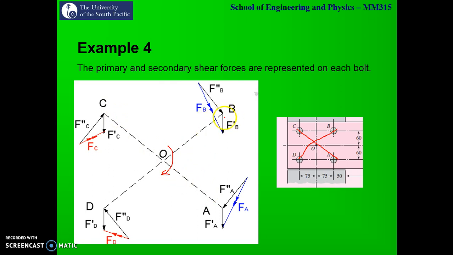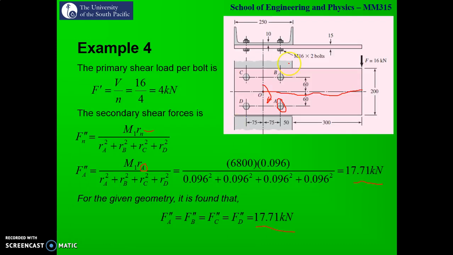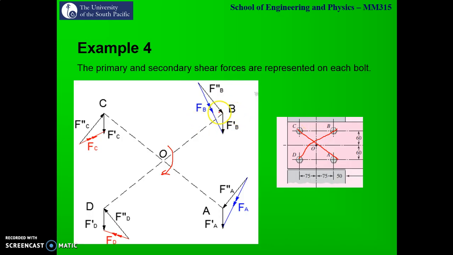Your primary shear acts in the same direction as the applied load. Your applied load was acting in the negative y direction. So you'll see that on all these bolts I, B, C and D, I have represented my primary shear, for instance F prime D, F prime A, F prime B and F prime C, as acting in the negative y direction, in the same direction as my applied load.